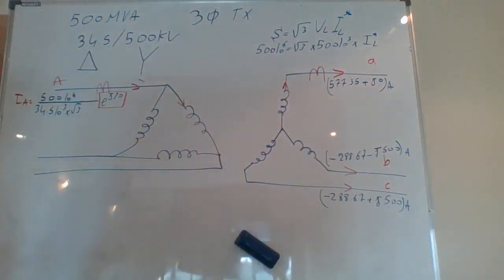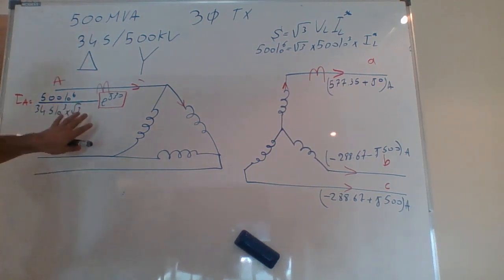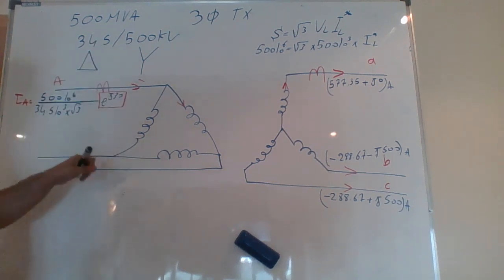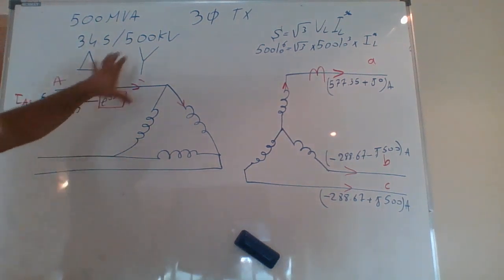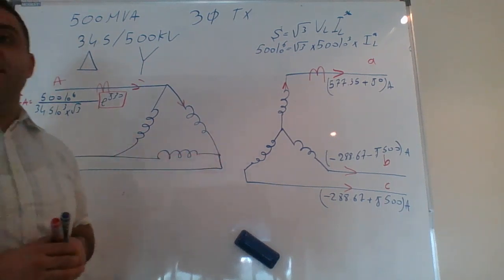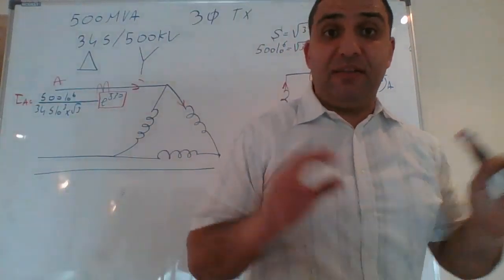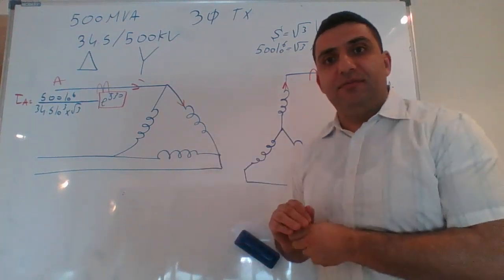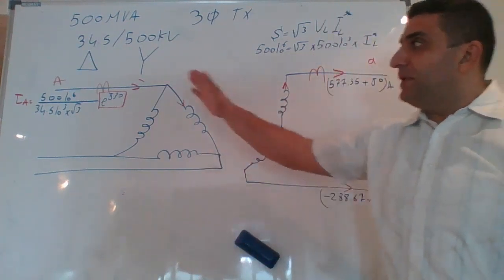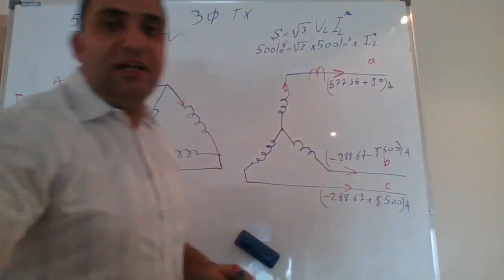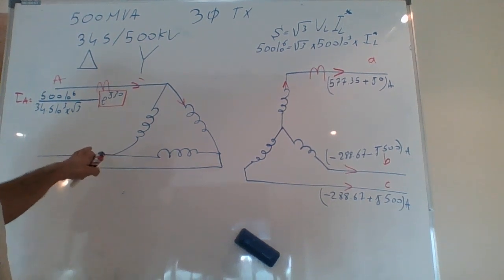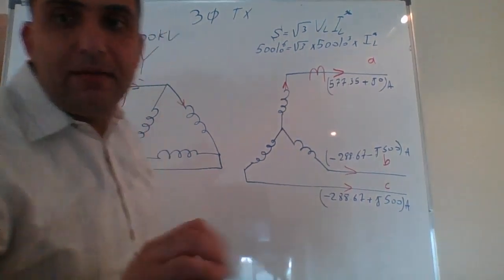Now I'll write down the actual numbers, and all I have to do is add 120 and minus 120 degrees on the remaining 2, and that way I will be able to find the entire system. Is that clear? I think that should be clear enough. All you have to do now is pay attention to the 30 degree shift. That's it for now. Now let's write down the current magnitude on every single phase.